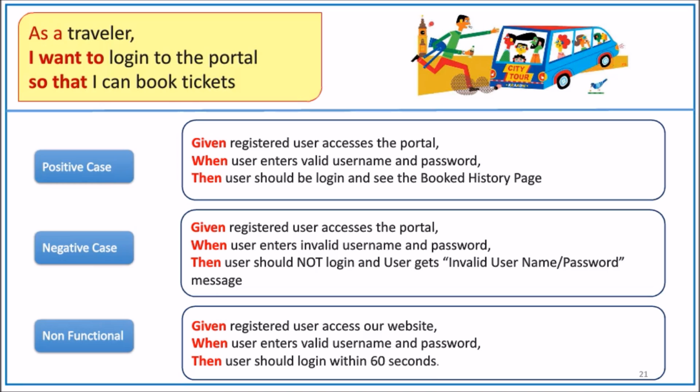Let's talk about a negative case. Given a registered user accesses the portal, when the user enters an invalid username and password, then the user should not log in and the user gets an invalid username and password message. The third one is non-functional. It's talking about performance here. Given a registered user accesses our website, when the user enters a valid username and password, then the user should log in within 60 seconds.